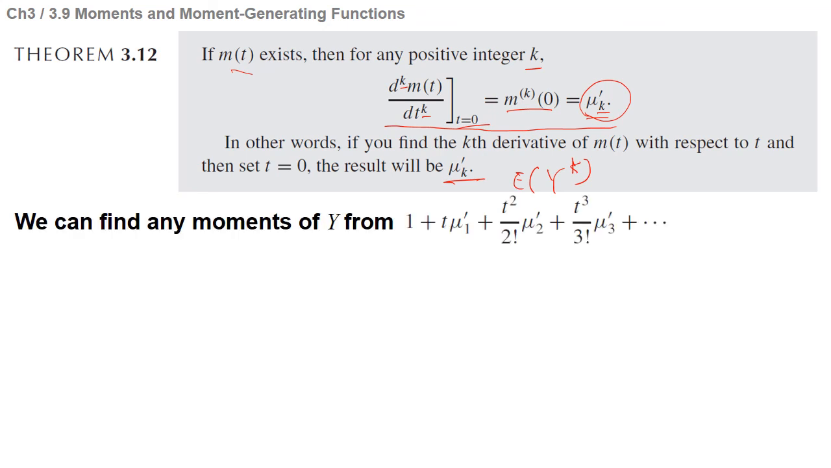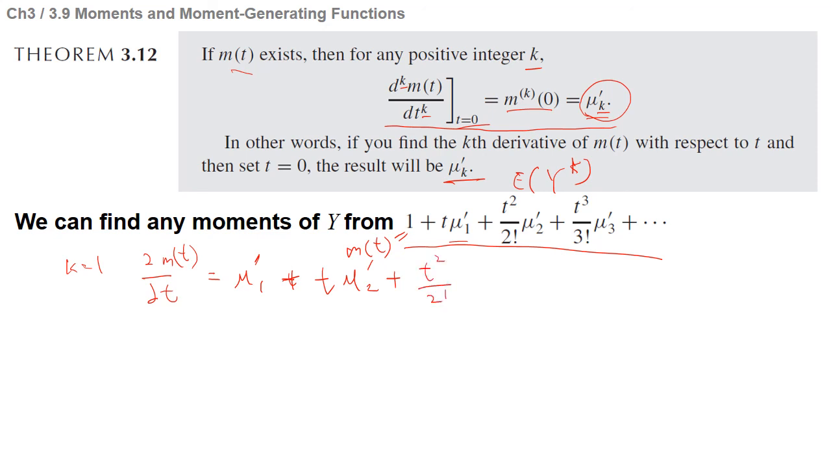Okay, and actually you can check from this formula, and this is our m(t). Let's think about when k is 1. So dm(t)/dt, what's this? It is mu_1 dash, and if you take the derivative, plus 2t, and the 2 cancels, so t mu_2 dash, plus 3t squared, and the 3 cancels, so it is t squared over 2 factorial times mu_3 dash plus dot dot dot. And so if you put t equals 0 here, then you will get mu_1 dash.